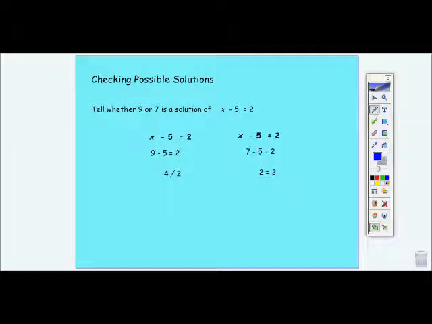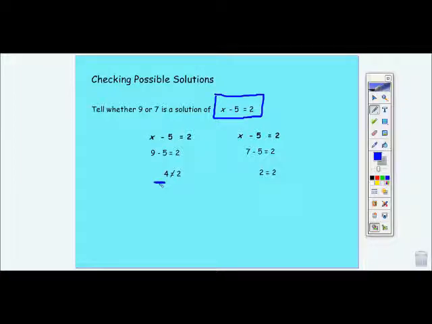Now we're going to check possible solutions. So tell whether 9 or 7 is a solution. They're going to give us the equation, and this is kind of a fancy "when." We're going to substitute them in and see which one is the correct answer. So we have x minus 5 equals 2. Let's substitute 9 in. 9 minus 5 equals 2? No, 9 minus 5 equals 4.